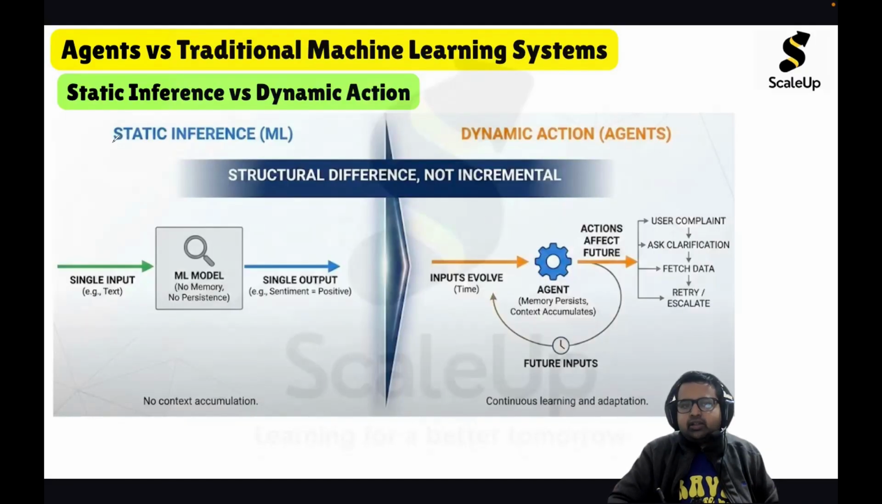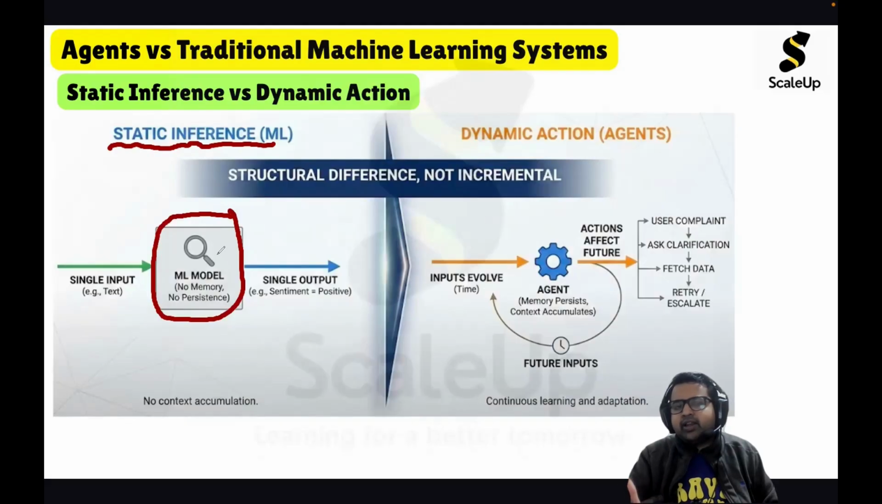Machine learning systems are static inference. We already saw that we have a machine learning model that we trained, and when we trained it, we baked the intelligence. The learning happened; it acquired some knowledge during training time. Now that machine learning model is stateless. It has no memory and no persistence. This is very important: machine learning models don't have memory or persistence. Whatever input is given, it will just do the prediction.